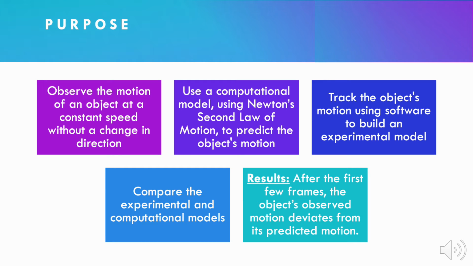The purpose of this lab is to observe the motion of an object at constant speed, use a computational and experimental model to predict and analyze an object's motion, and to compare the data between the two models. The results were that after the first few frames, the object's observed motion deviates from its predicted motion.